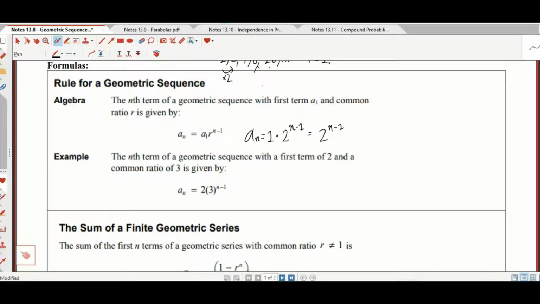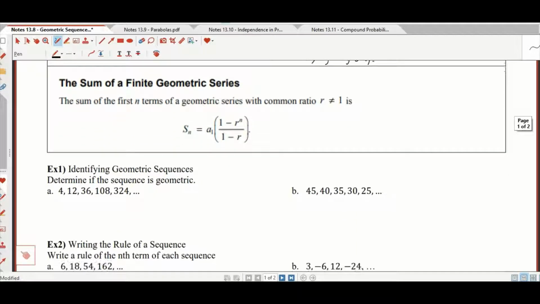So, for example, the nth term of a geometric sequence with first term 2 and a common ratio of 3, that is 2 times 3 is 6, 6 times 3 is 18, 18 times 3 is 54, and so on, would be a sub n equals the first term, 2, times the common ratio to the power of n minus 1. Why they put parentheses around that is because if that's a negative, that matters, because sometimes they have a negative there. But if it's positive, you can leave it out or put the parentheses in. It won't hurt my feelings either way.